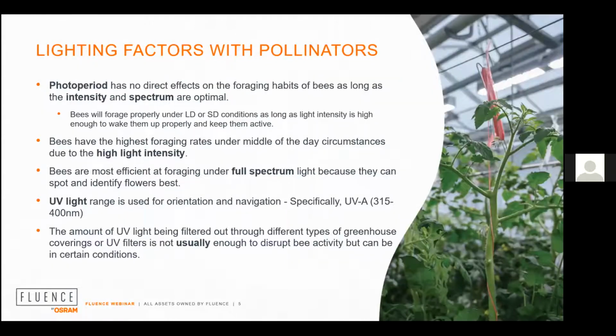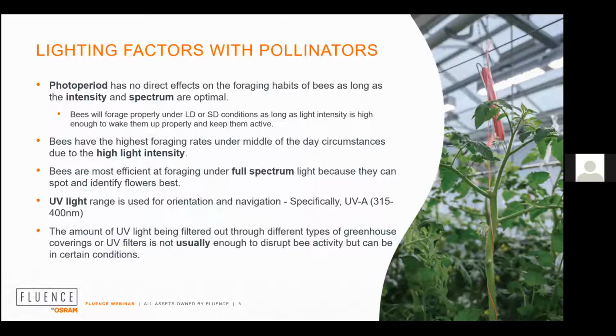Let's look at what the lighting factors are, then, when you have pollinators in your grove. One of the main lighting factors is photoperiod. With pollinators, photoperiod doesn't actually have a direct effect on their foraging habits as long as the intensity and the spectrum of the light are optimal. Bees will forage properly under long day or short day conditions, as long as your light intensity is high enough to wake them up properly and keep their activity going throughout the daytime period that you want them to be active.